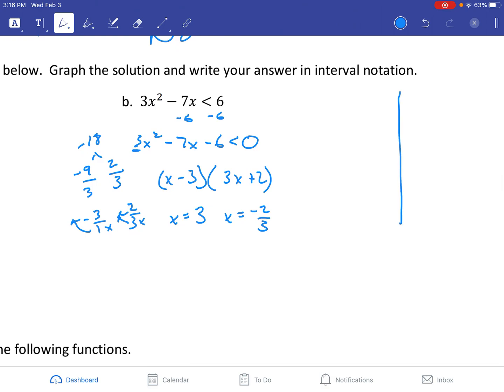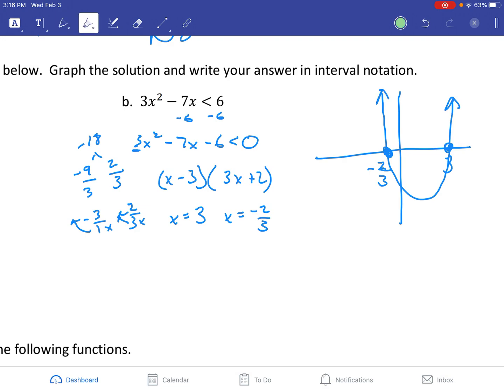So we sketch our graph, just like the last question. Negative 2 over 3 is, let's say, right there, and positive 3 is, let's say, over here. Again, the graph is positive because the 3x squared is a positive term. So the graph looks like this.